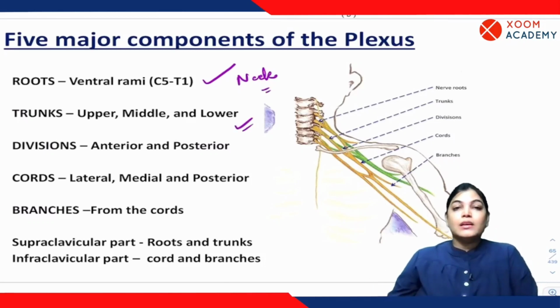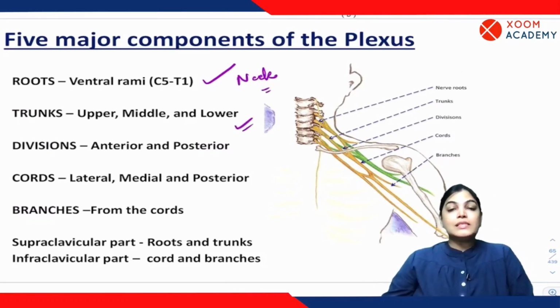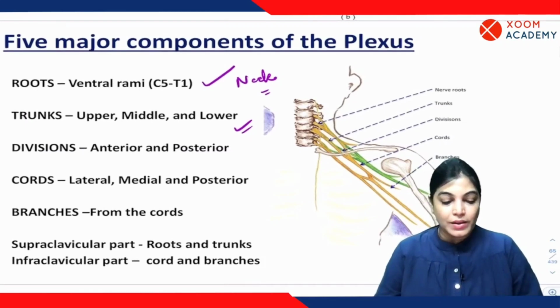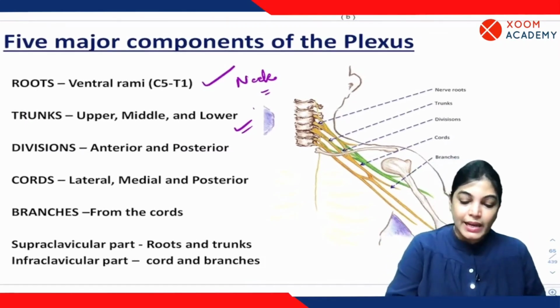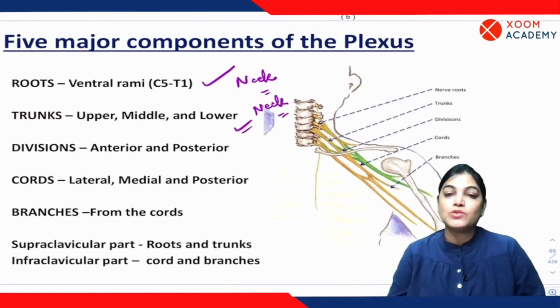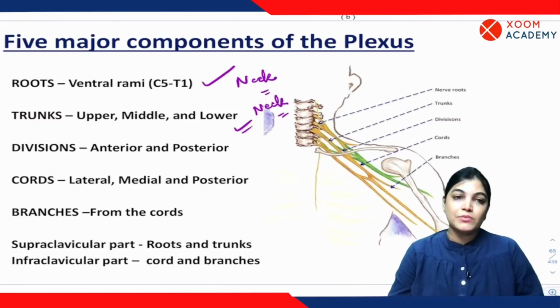The trunks. So we have just seen that C5, C6 will join to form the upper trunk, C7 will form the middle, and C8 and T1 will form the lower trunk. So the trunks of brachial plexus are again residing in the neck, and the trunks of brachial plexus will come out by passing through the gap between scalenus anterior and scalenus medius muscle.